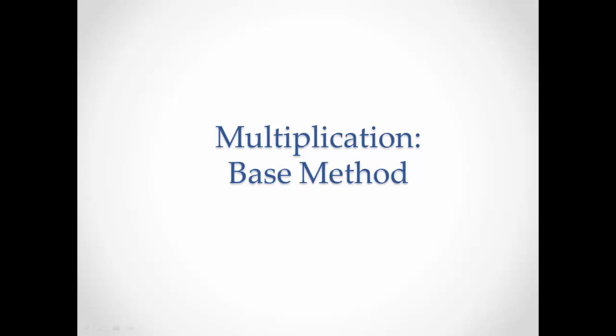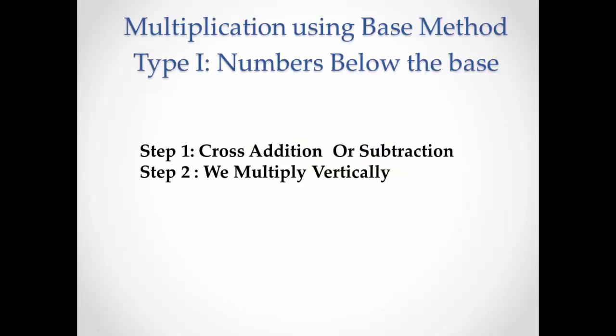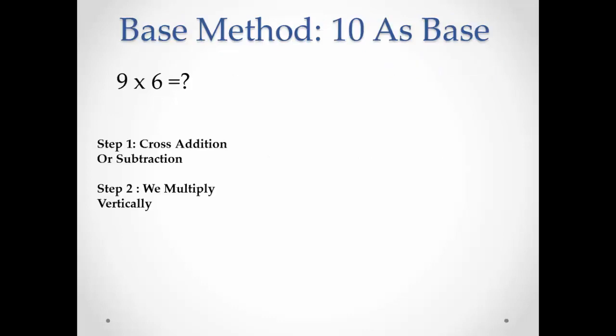And in this class we will learn about multiplication using the base method. In order to do the multiplication using the base method, we will be following two steps. We will be doing cross addition or subtraction, and in the next step we will multiply vertically. Let's take an example to understand it better. So we will be multiplying 9 times 6.